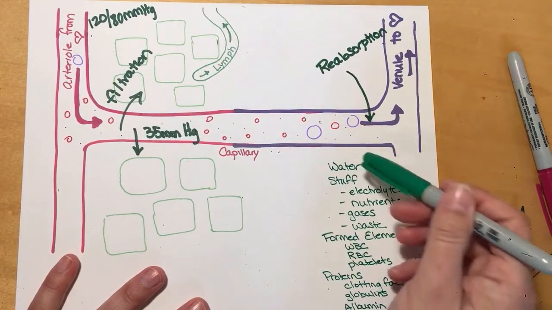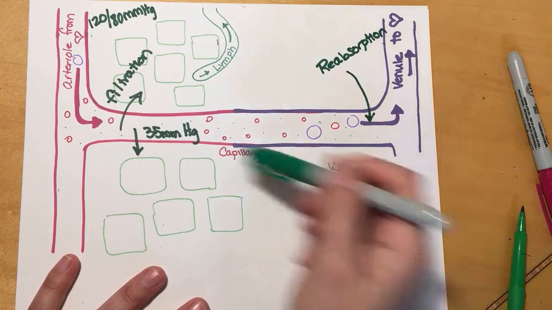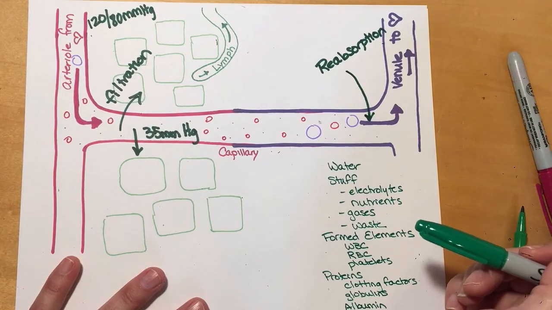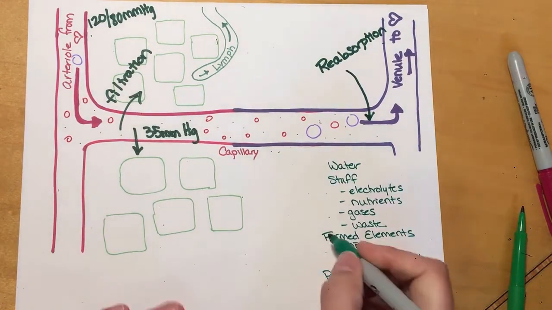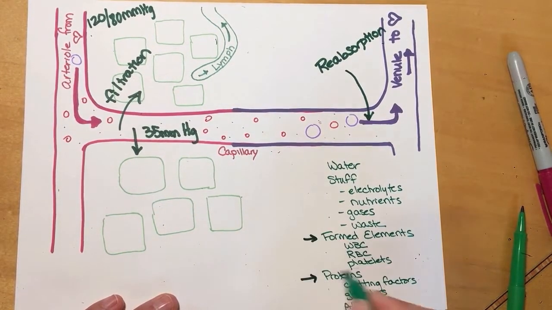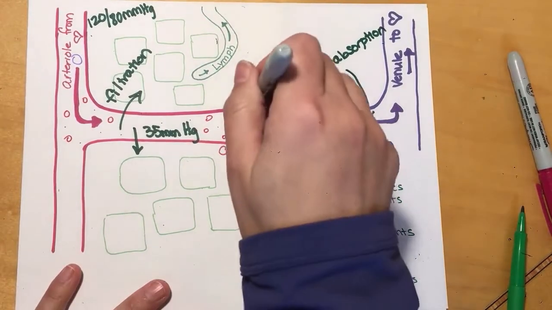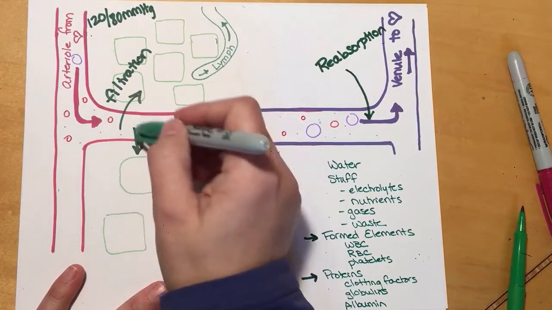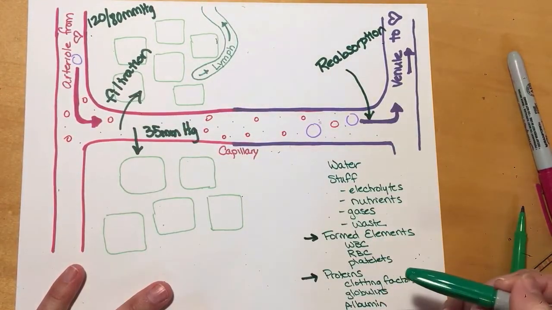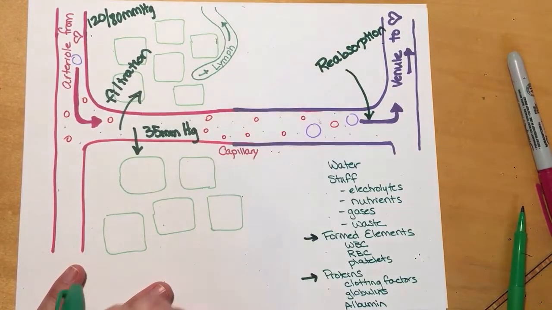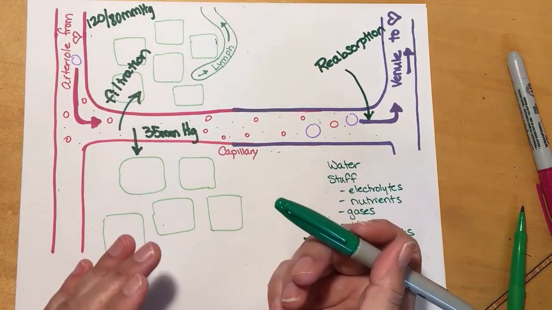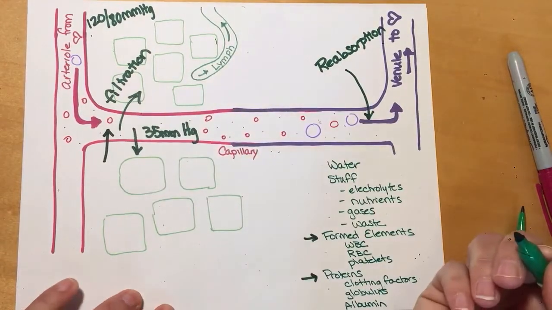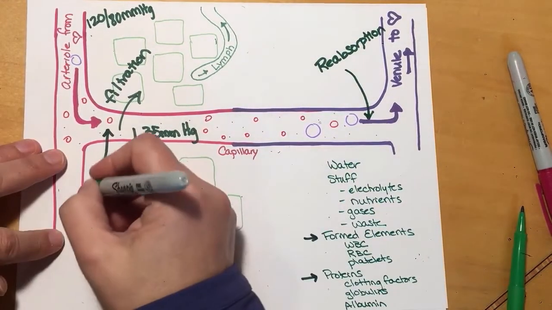So the electrolytes, the water, the nutrients, the gases, those things will fit out and be able to pass across the walls of the capillary. But certain stuff, these things and these things, don't fit out. So they stay in the capillary. So now you have a situation where the water is being forced out with some of the stuff, but a lot of the stuff is left in the capillary. And so there's a certain amount of inward pressure as well, and we call that colloid osmotic pressure.